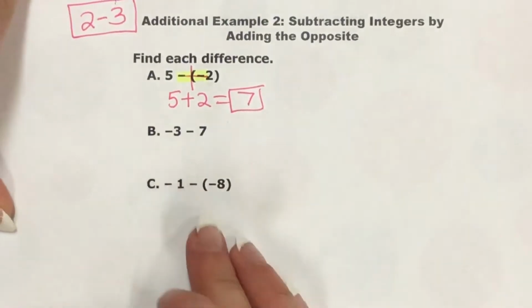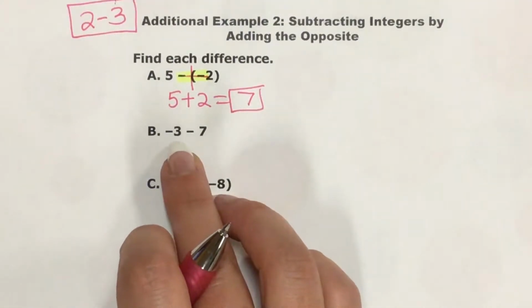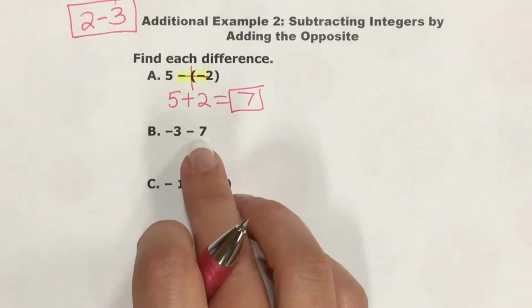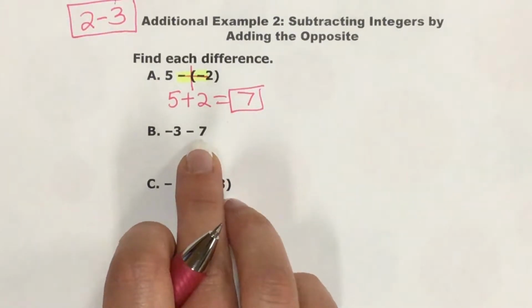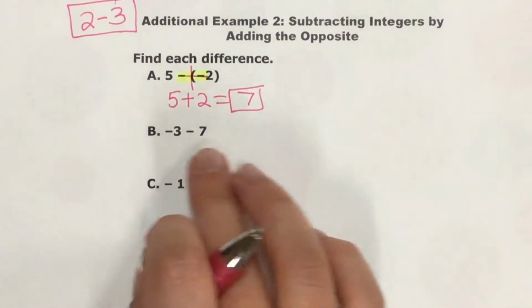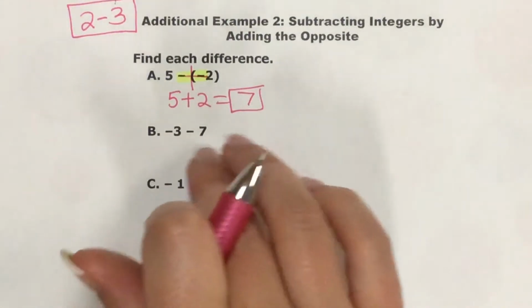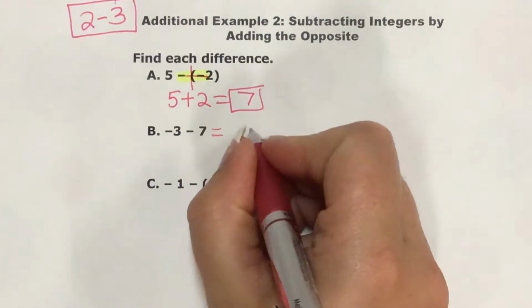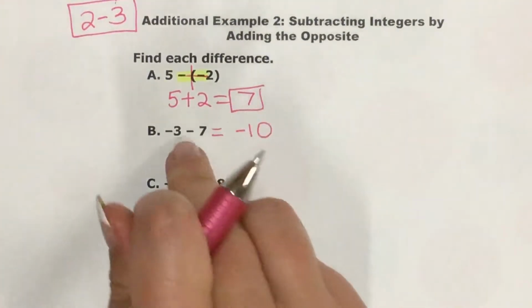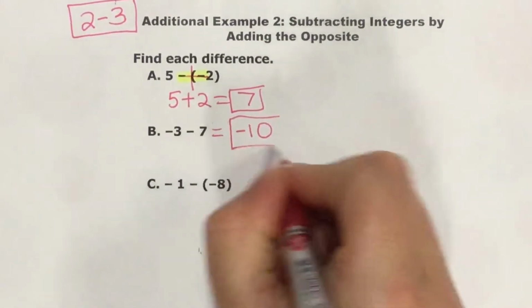Negative 3 minus 7. Well, what do we know? We know that negative 3 is a negative number, and we also know that minus 7 is the same thing as negative 7. So what we have is two negative numbers. Whenever we have two negative numbers, we just add the numbers together. So 3 plus 7 is 10. Then we keep the negative sign, because that's what you do when they're both the same sign. So the answer is negative 10.